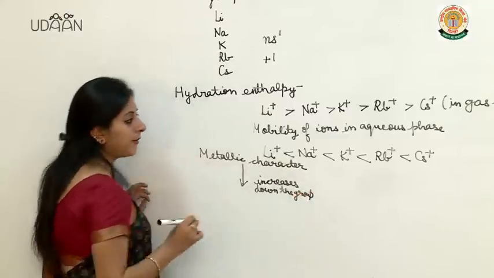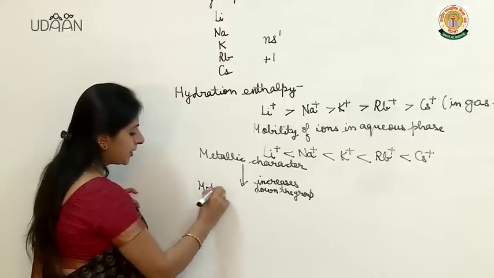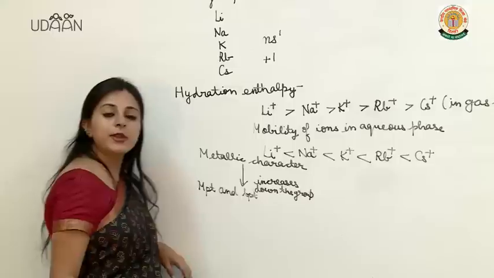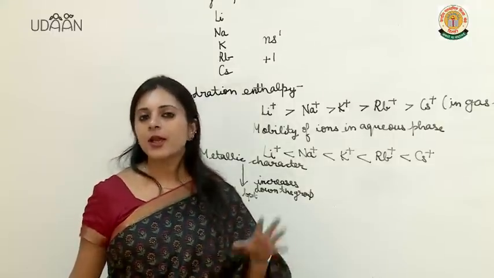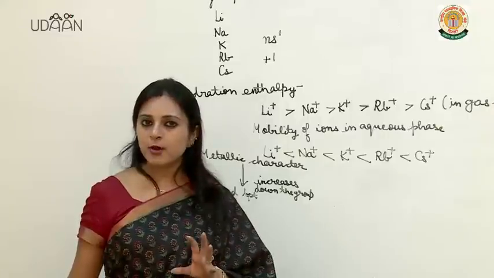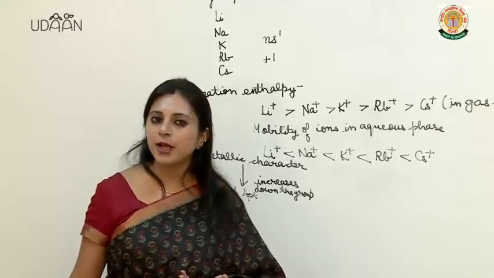Now what is the next factor? Now we have to study the melting point and boiling point of alkali metals. Alkali metals have weak metallic bonds as compared to the other elements. Why? Because they have only one valence electron, and the lesser the number of unpaired electrons, the weaker would be the metallic bonding.